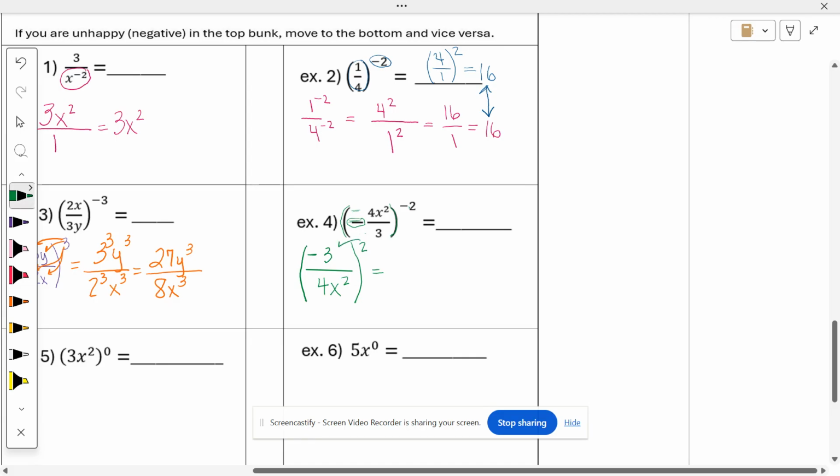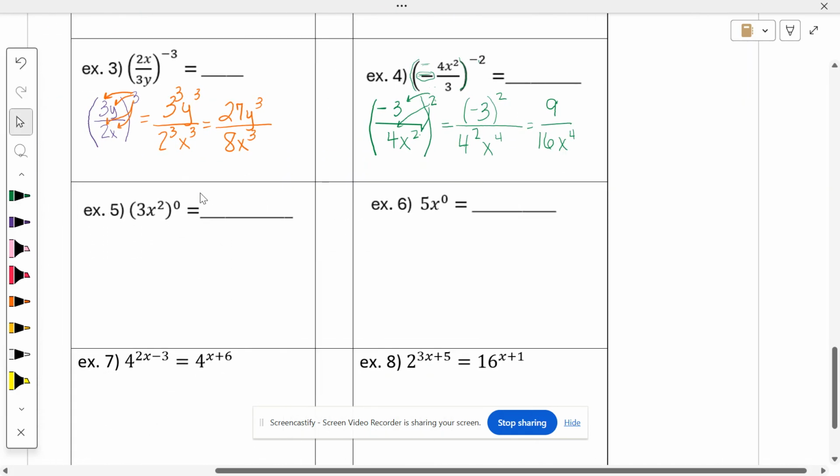So now we're going to distribute this power. So that gives me negative 3, the quantity squared, over 4 squared, x to the 2 times 2, which is 4. Well, negative 3 times negative 3 is 9. 4 squared is 16, x to the 4th.